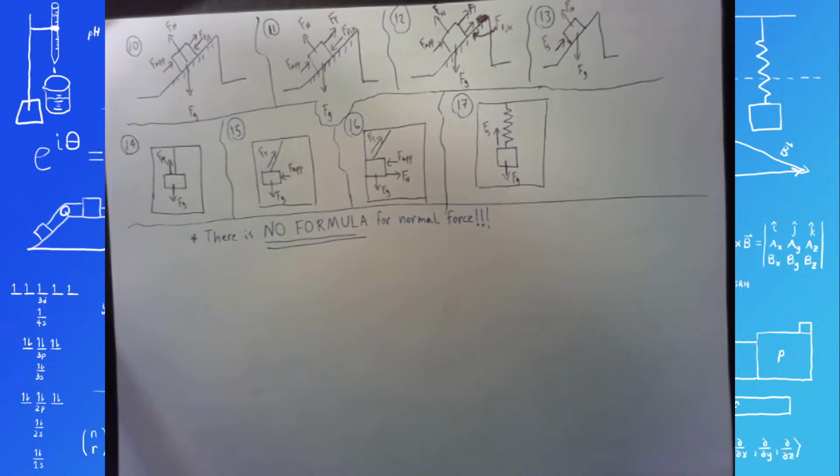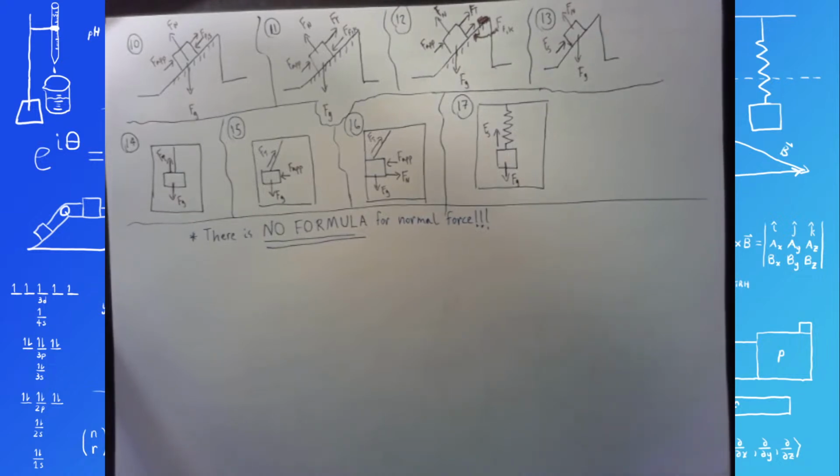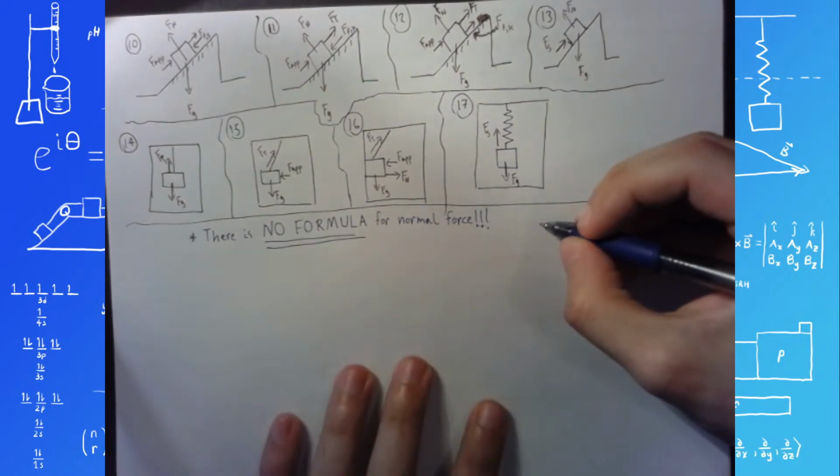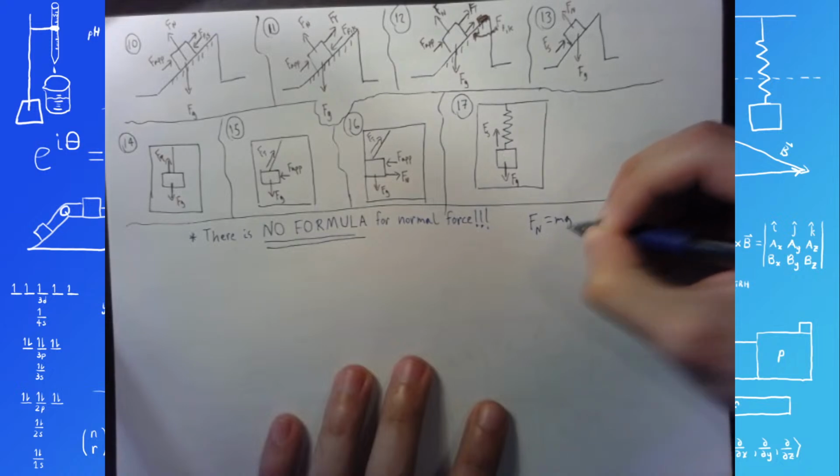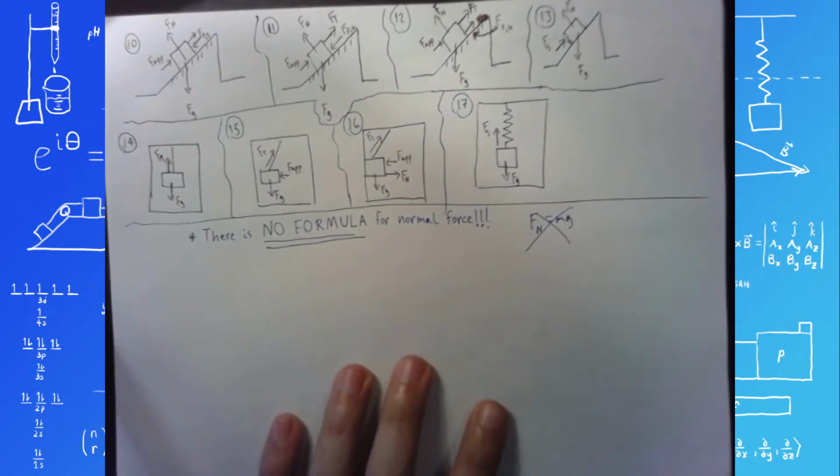Okay, maybe I'm exaggerating a little, but it's really important. There are a lot of misconceptions surrounding the nature of normal force. There is no formula for it. Some people will tell you that normal force equals mg. Wrong, wrong, wrong. That relates to Newton's second law.